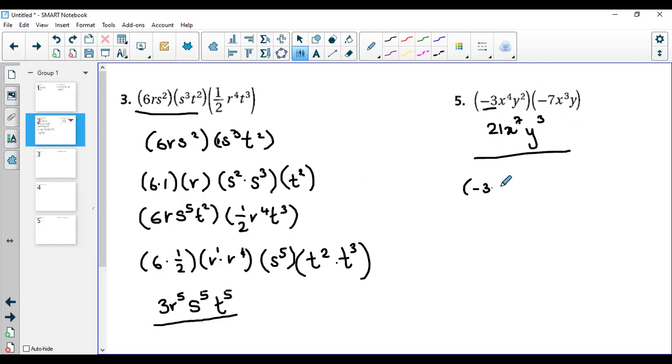So prove this first, -3 with -7, and then we have x to the power of 4 multiplied by x to the power of 3, that's cube, and then y squared multiplied by y. So -3 multiplied by -7 will give us a positive 21. Then x to the power of 4 plus x to the power of 3 is going to give you x to the power of 7. y is going to give us cube.